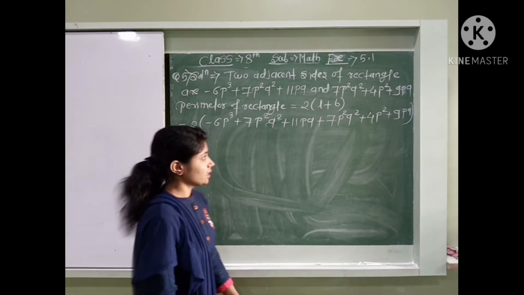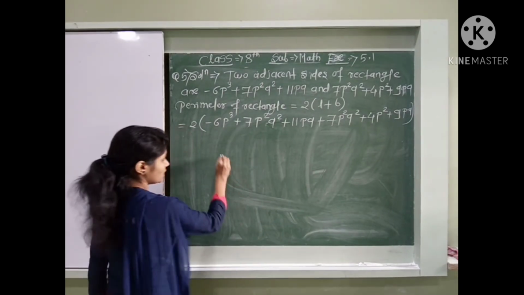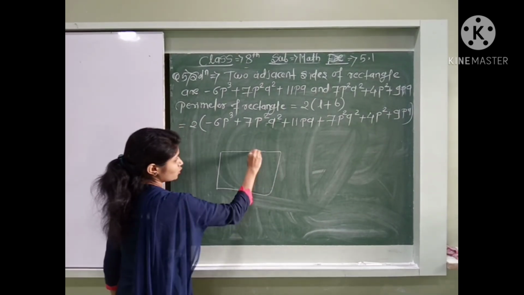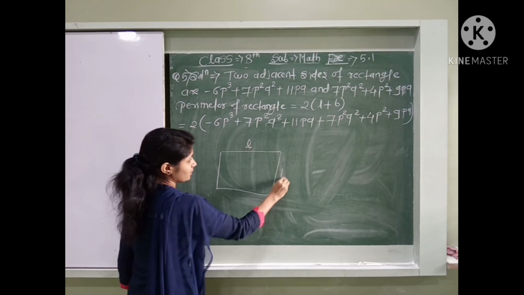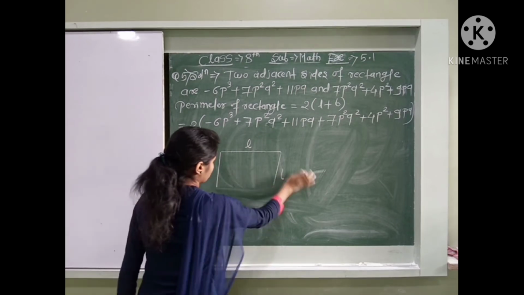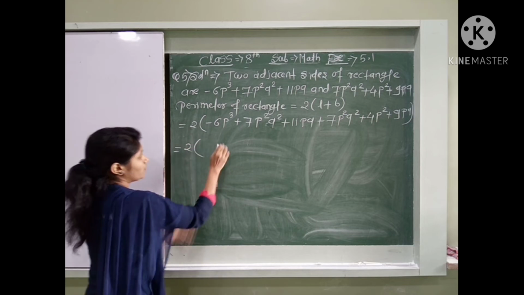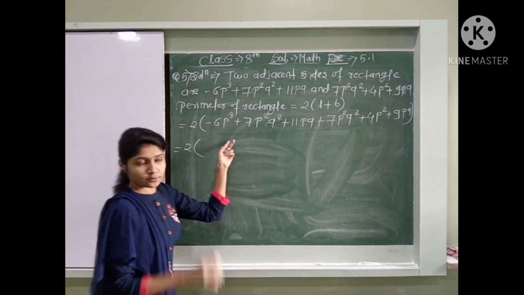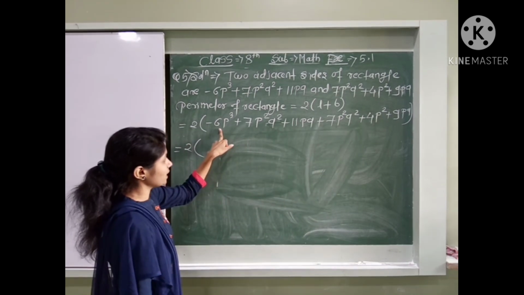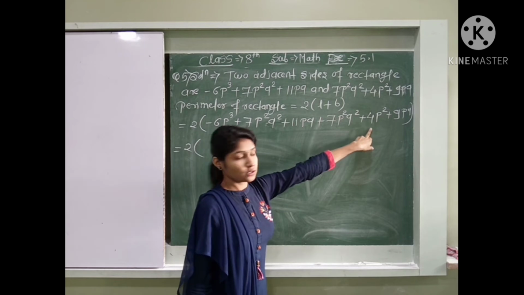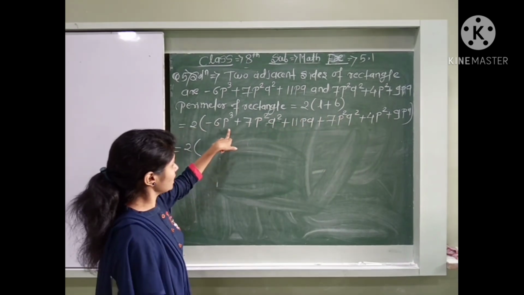9p cube. Now first we have to add these two adjacent sides. This is the length and this is the breadth. Completely solve these two expressions. Minus 6p cube, where is the like term? P cube.